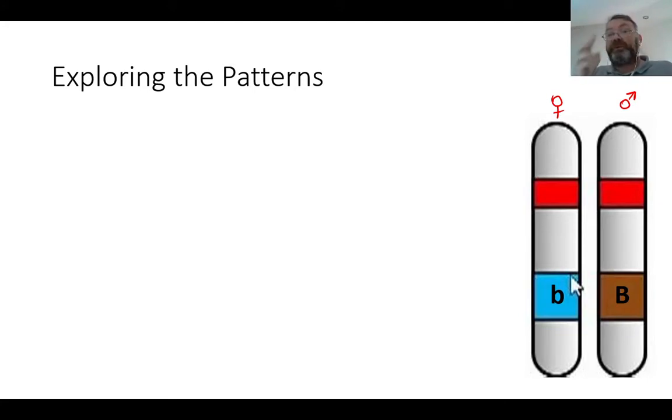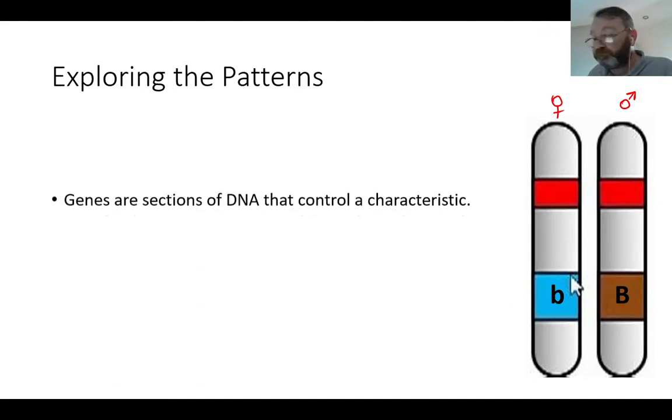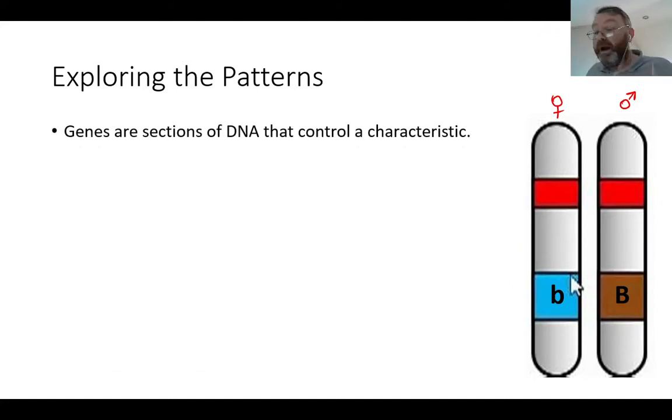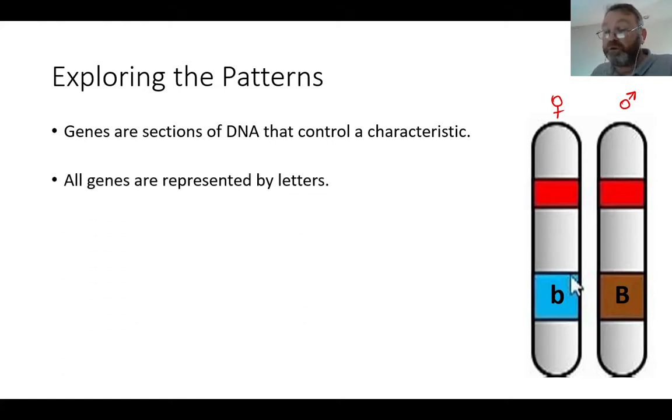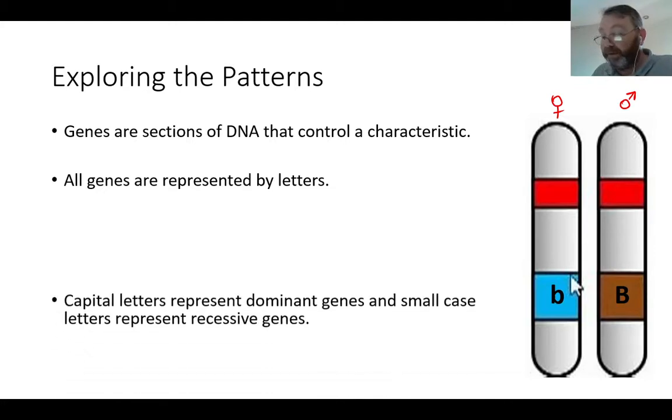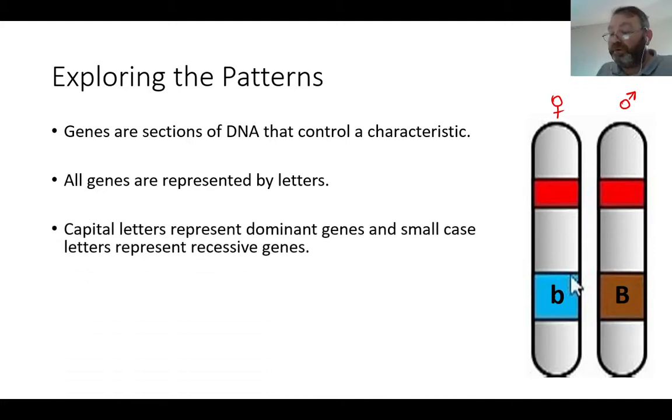So if the dominant is present twice or once, it wins. It's only when the dominant is absent that the recessive gene can actually express itself. Okay, so in a situation like this, if this was the genetic makeup of a child on these chromosomes, then I know, for example, that this child would have brown eyes. Okay, so genes, as we said already, are sections of DNA that control a characteristic. All genes are represented by letters. Capital letters represent dominant genes. Now, dominant genes will always be expressed.